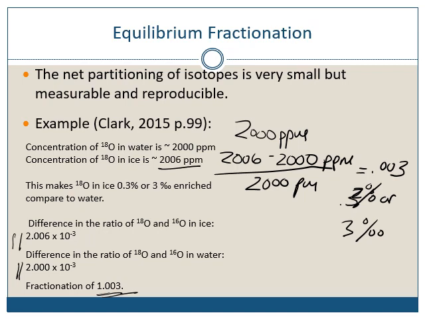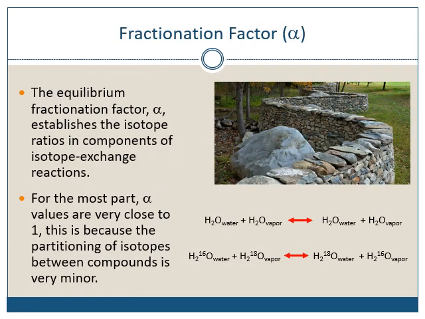I'll speak a little bit more about the fractionation term, but this is not much of a difference, but it is measurable and reproducible, as I mentioned at the beginning. So here we can consider evaporation and condensation as our example of a physical reaction. The equilibrium fractionation factor alpha, which we're going to define, establishes the isotope ratios in components of isotope exchange reactions. And so here we can see this reaction of evaporation and condensation in our equation here, where we've got H2O water and vapor. We've got that on either side.